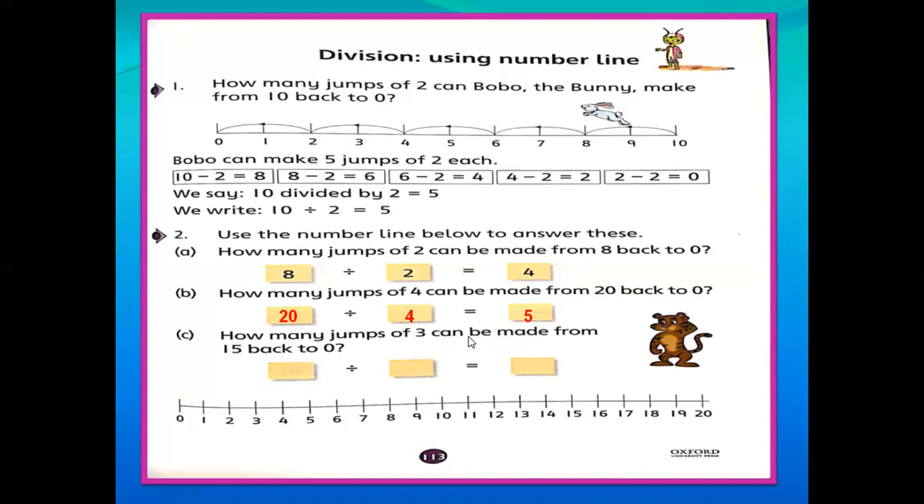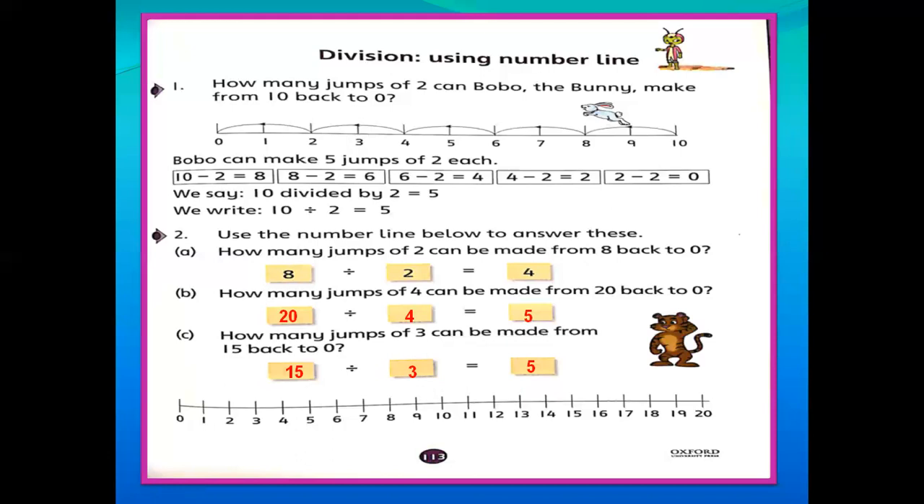So our answer is 5. How many jumps of 3 can be made from 15 back to 0? Right here 15 and right here 3. So from 15 to 12, 1, 12 to 9, 2, 9 to 6, 3, 6 to 3, 4, 3 to 0, 5. So our answer is 5. And also read the table of 3. 3 ones are 3, 3 twos are 6, 3 threes are 9, 3 fours are 12, 3 fives are 15.